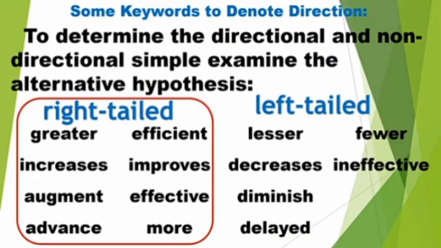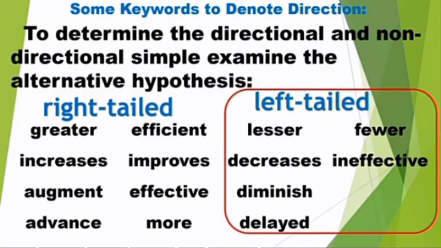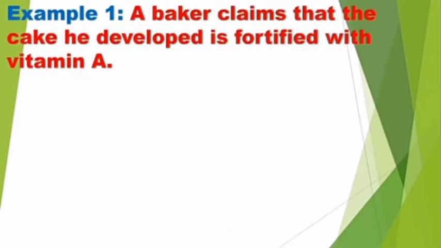And here are some keywords to denote direction. Right-tailed: greater, increases, augment, advance, efficient, improves, effective, and more. Left-tailed: lesser, decreases, diminish, delayed, fewer, ineffective, and more. And now let us apply the information mentioned.